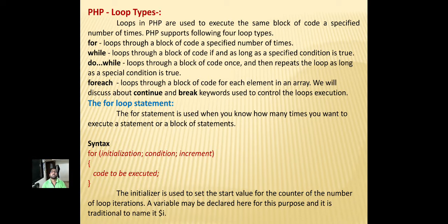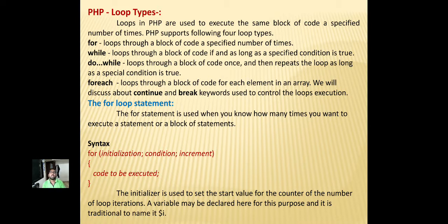While loops through a block of code if and as long as a specified condition is true. Do while loop loops through a block of code once and then repeats the loop as long as a special condition is true. Foreach loop loops through a block of code for each element in an array. We will also discuss the continue and break keywords used to control the loop execution.